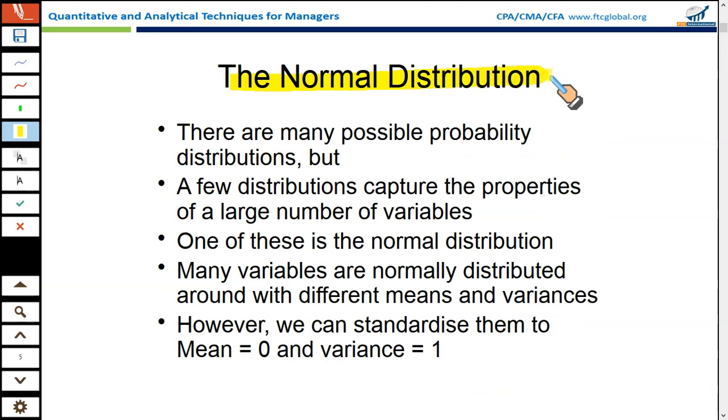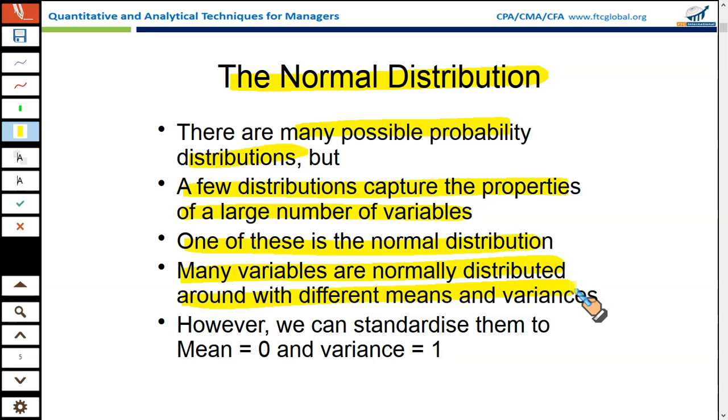The normal distribution. The normal distribution is probably the most important probability distribution you would ever come across. There are many possible probability distributions, numerous, each describing different types of data and scenarios. Among these, only a few are particularly significant because they capture the properties of a large number of variables effectively. And one of these is the normal distribution. It's basically the cornerstone in the field of statistics due to its ability to describe many natural phenomena, height and weight, for example. Many variables are normally distributed with different means and variances.